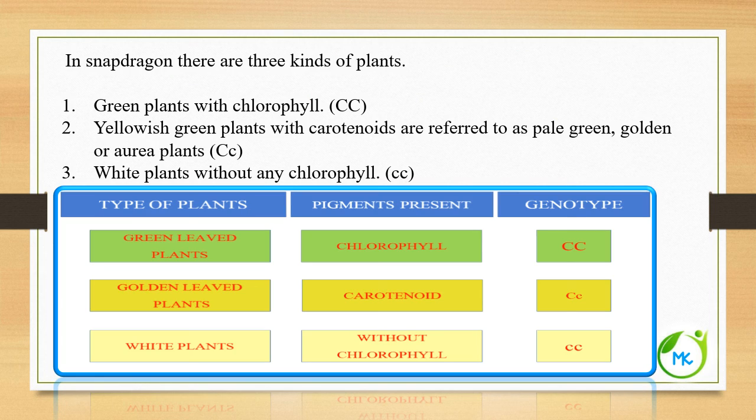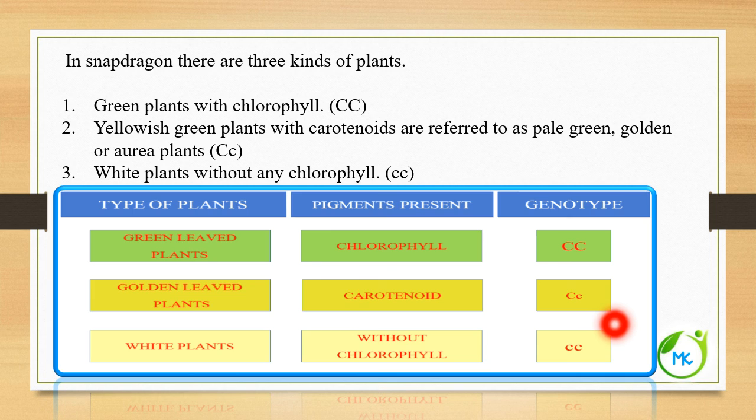So in snapdragon, there are three kinds of plants. One is green plants with the chlorophyll. So in case of green plants, it has got chlorophyll. So the genotype is capital C, capital C. Then yellowish green plants with the carotenoids are referred to as pale green plants or golden plants or aurea plants. So their pigment is carotenoid pigment, and the genotype is capital C, small c. And in case of white plants, they do not have any chlorophyll. It is small c, small c.